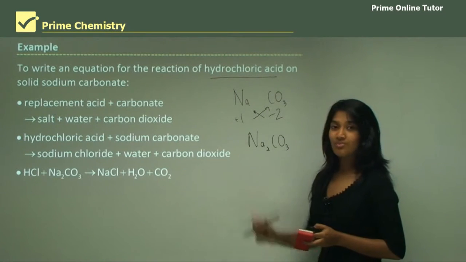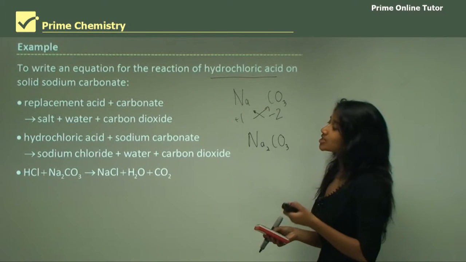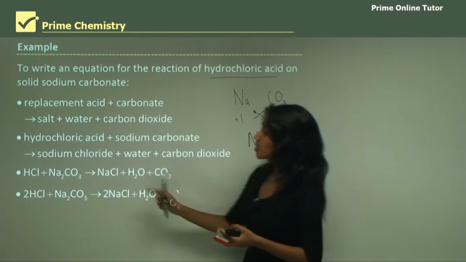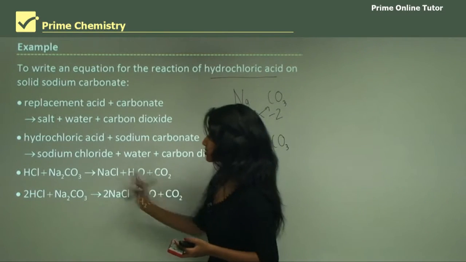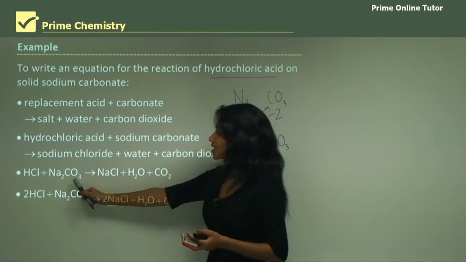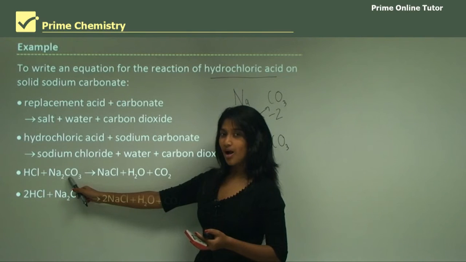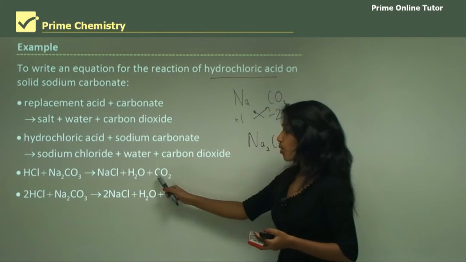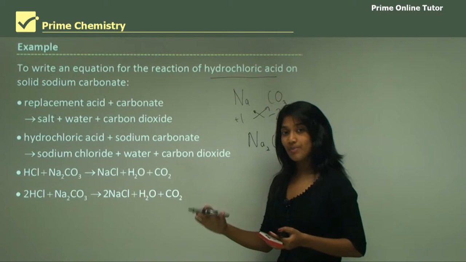Now that doesn't stop there. What we have to do next is balance our equation. So to balance our equation, we have to see how many of each of the atoms there are, whether it's balanced. So we'll start off with our carbons first. How many carbons do we have on this side? We have 1 carbon from our sodium carbonate, and here we have 1 carbon from our carbon dioxide. So the carbons are balanced.